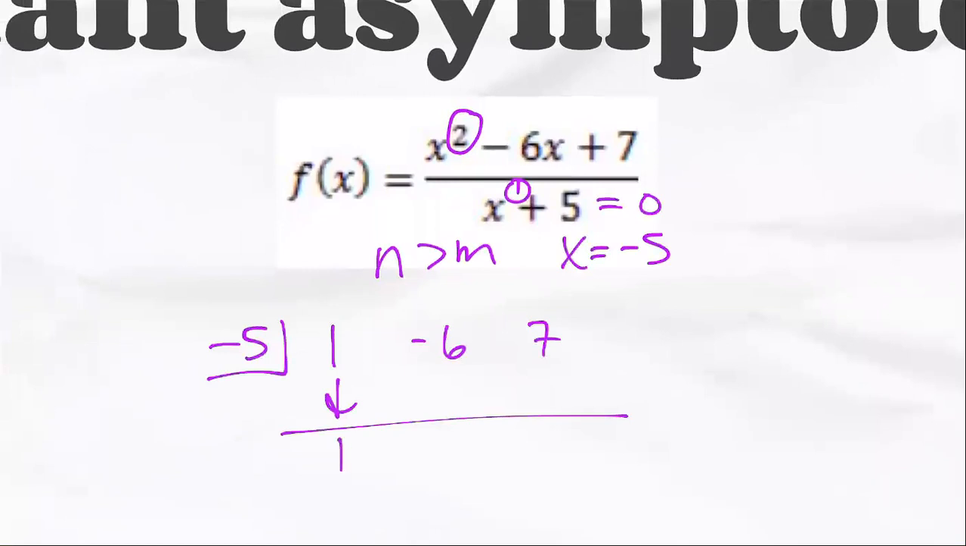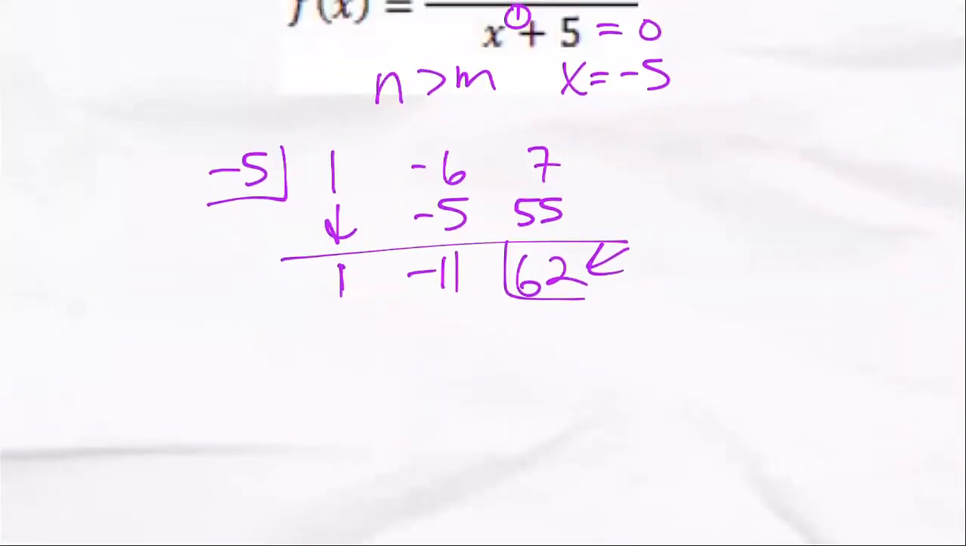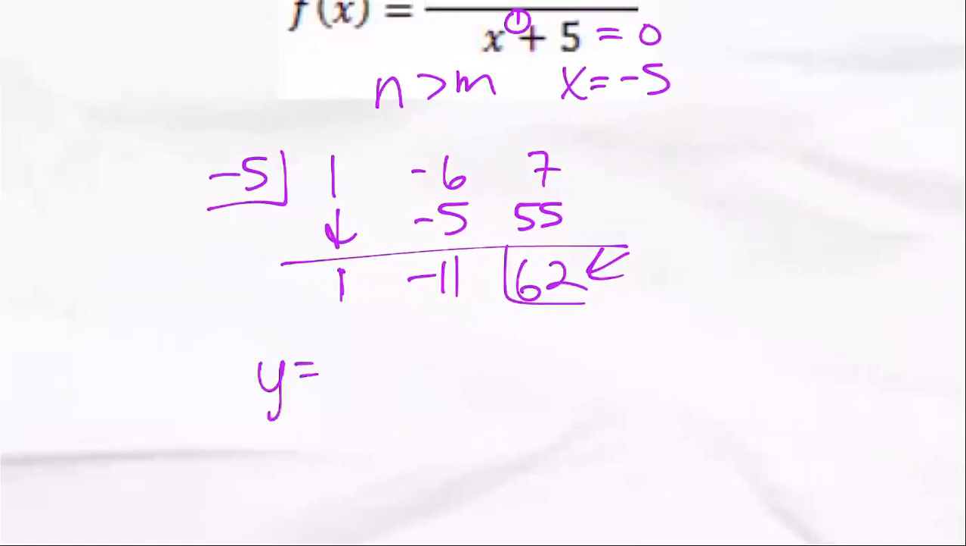I drop the first one down. Whatever is below multiplies to your number in your box. -5 times 1 is -5. I add now, -11, multiply by -5, and that ends up giving me 62. Again, this is my remainder. I'm going to ignore it. So my slant asymptote is going to be x minus 11.